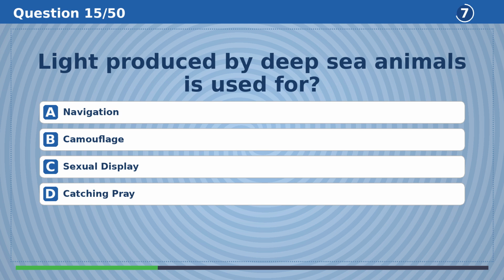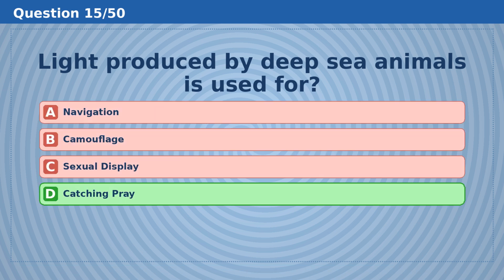Light produced by deep-sea animals is used for? The answer is D, catching prey.